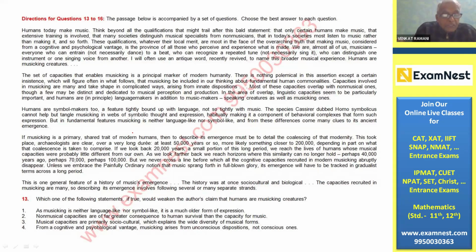Now let's come to the questions here. Which one of the following statements, if true, would weaken the author's claim that humans are musicking creatures? Let's see. As musicking is neither language-like nor symbol-like, it is a much older form of expression. It doesn't weaken the argument. Non-musical capacities are of far greater consequence to human survival than the capacity for music. Musical capacities are primarily socio-cultural, which explains the wide diversity of musical forms. This is the correct answer, number 3. From a cognitive and psychological vantage, musicking arises from unconscious dispositions, not conscious ones. So this has nothing to do with what he has asked.